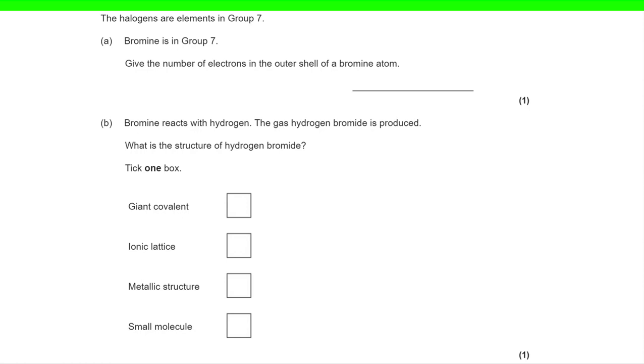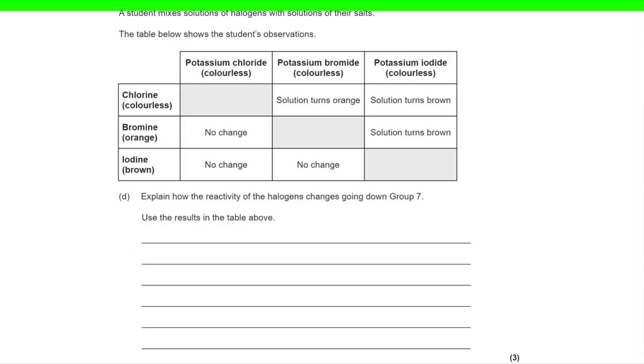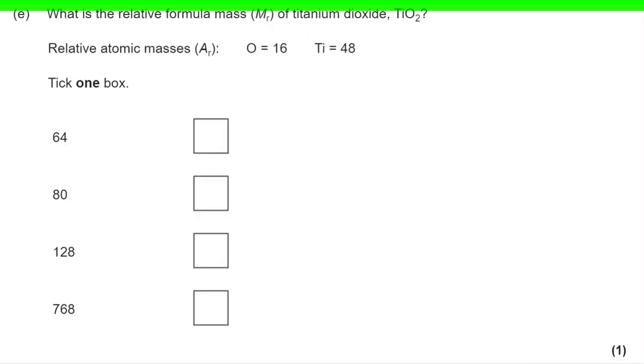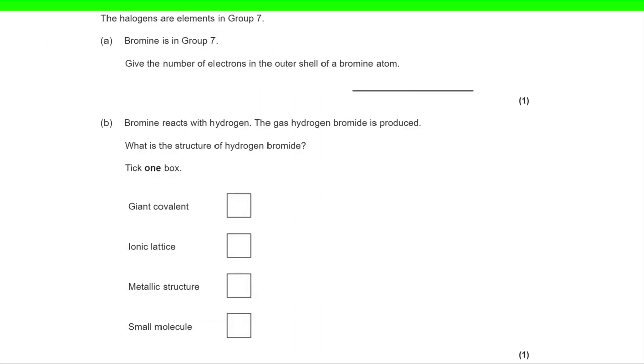Here's parts A and B, part C, part D, part E, and finally part F. So taking a look at these sections, bromine is in group 7.